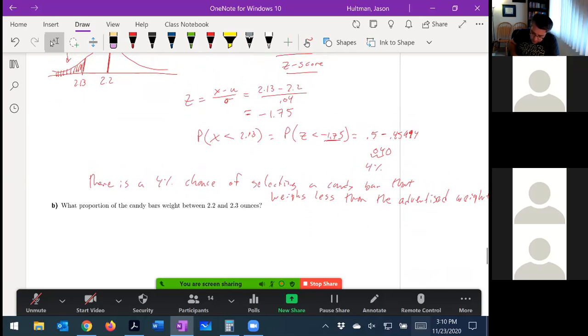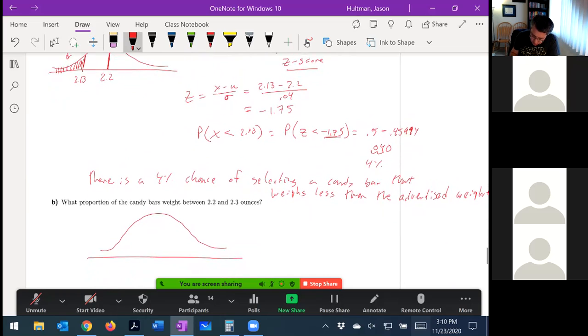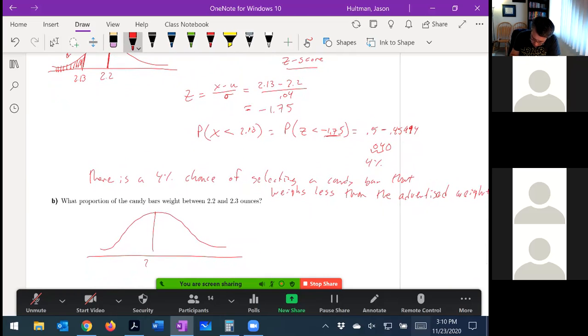Okay, what proportion of candy bars is between 2.2 and 2.3? What proportion of candy bars? Well, what was the mean? The mean was 2.2, right? So that's the mean. The mean is 2.2. And we want to know what lies between 2.2 and 2.3.